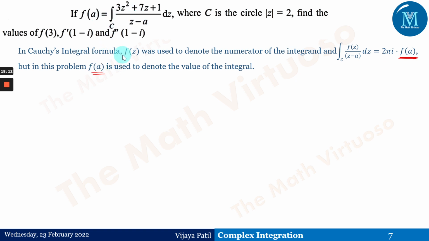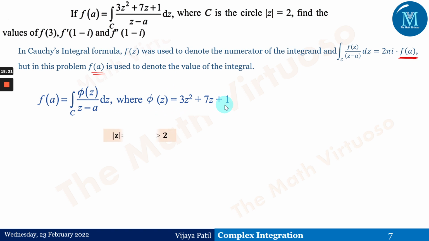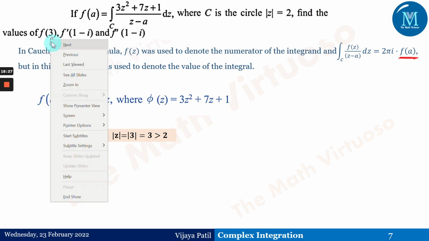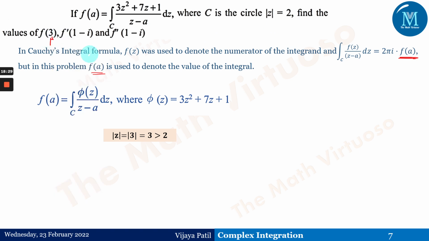Now f(a) is the integral of φ(z)/(z − a) dz, where φ(z) is the numerator, that is 3z² + 7z + 1. Now, talking about the point 3, because we have to find the value at 3. If I want the value at 3, then |z| is 3, and 3 is greater than 2, which means this particular point is going outside.